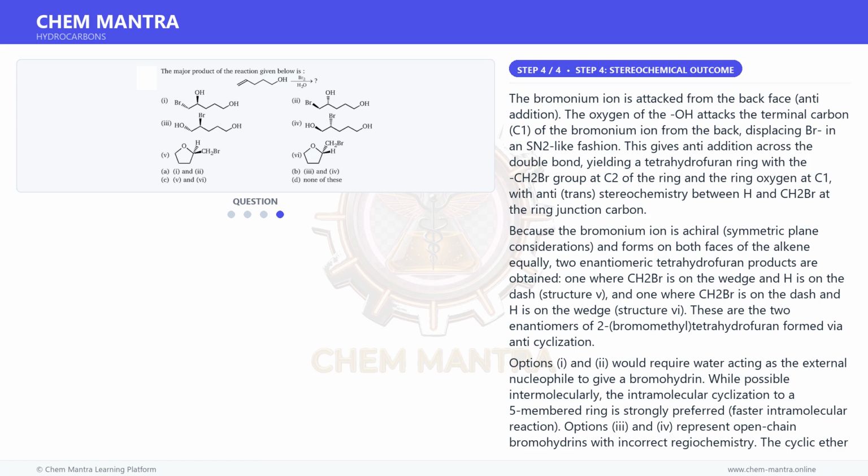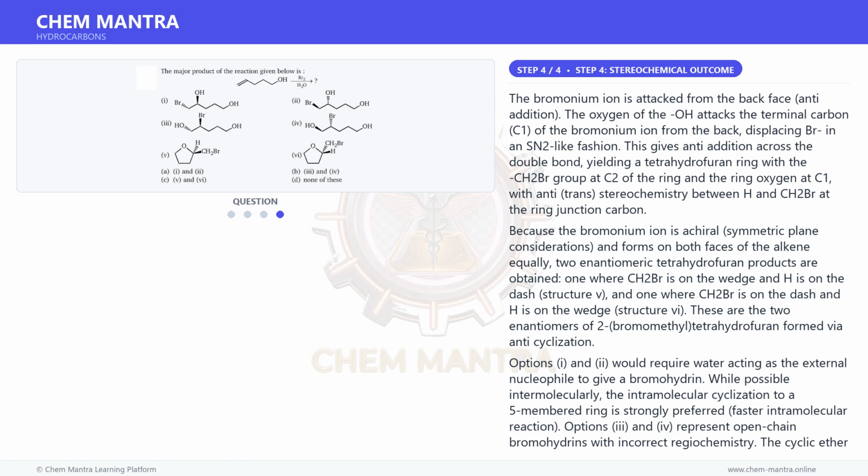Because the bromonium ion is achiral, with symmetric plane considerations, it forms on both faces of the alkene equally. Two enantiomeric tetrahydrofuran products are obtained, one where CH2Br is on the wedge and H is on the dash, structure 5, and one where CH2Br is on the dash and H is on the wedge, structure 6. These are the two enantiomers of 2-bromomethyl tetrahydrofuran formed via anti-cyclization.